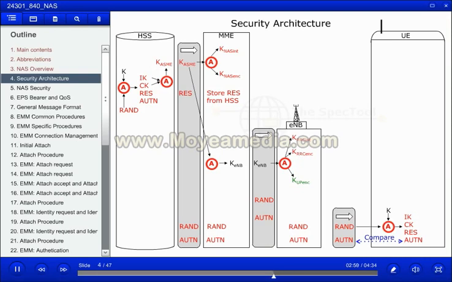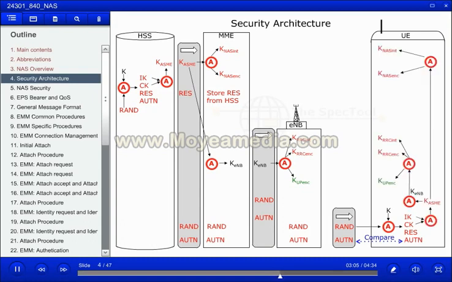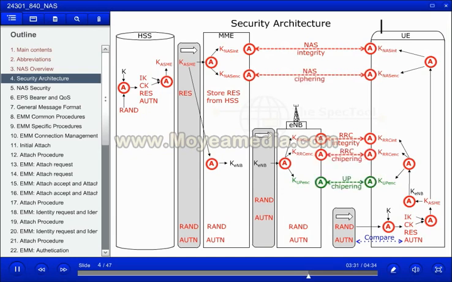From IK and CK, KASME can be calculated, and from this parameter, all the other keys for integrity protection and ciphering usage on the UE side of the air interface can be calculated. KNAS for integrity and KRRC for integrity will be put into integrity algorithms. KNAS for encryption, KRRC for encryption, and K user plane for encryption will be put into ciphering algorithms.